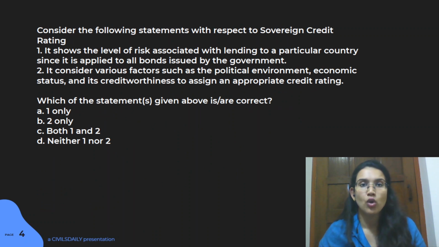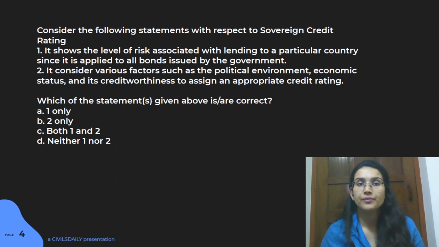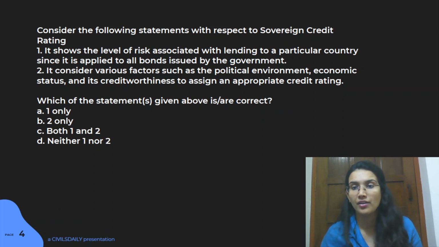Let's move on to the next topic, which is regarding the sovereign credit rating. Now, this topic is often in the news. You see a lot of times that so-and-so company has reduced the ratings of India. And this is important because these ratings ultimately determine the amount of investors, especially the foreign investment, that comes into a country. So that is why this topic becomes important.